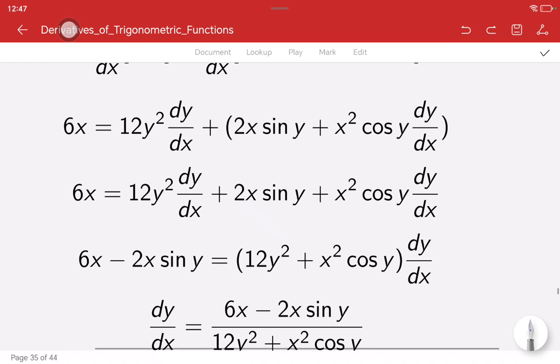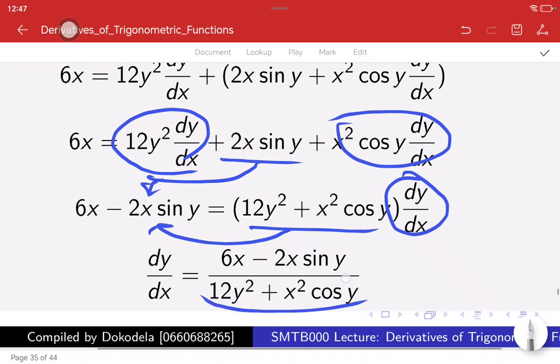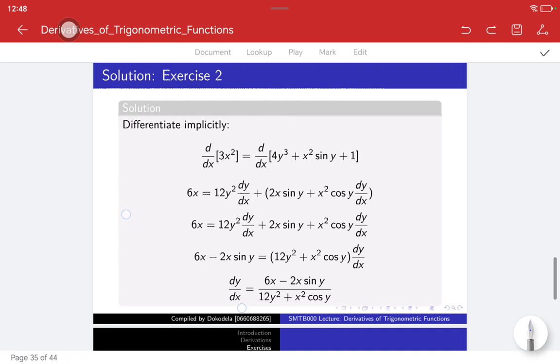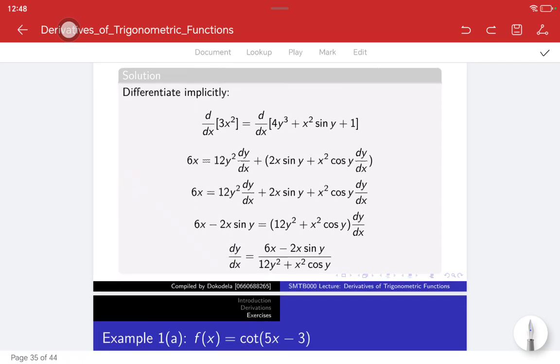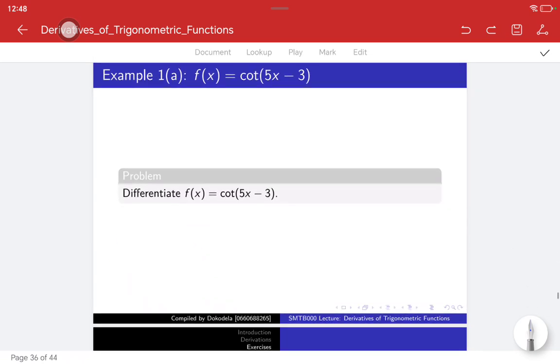Whatever does not have dy over dx can be taken to the other side, so that I'm left with these two and can factor out dy over dx. When this one goes to the other side, it becomes negative. Then I factor out dy over dx and divide both sides by this, and it comes into the denominator. That is the implicit differentiation. It's that simple, guys. There's nothing more to it. That's 3 marks.